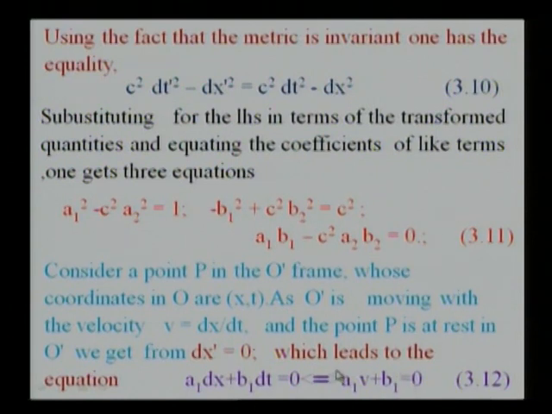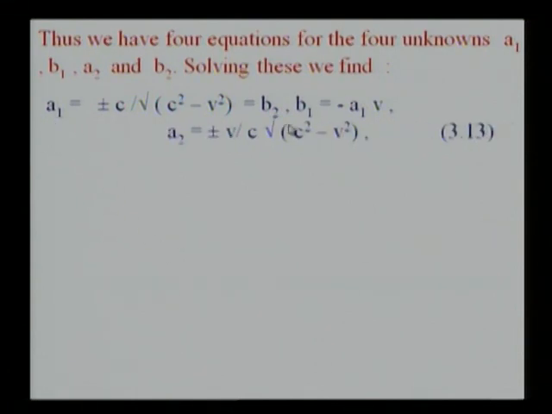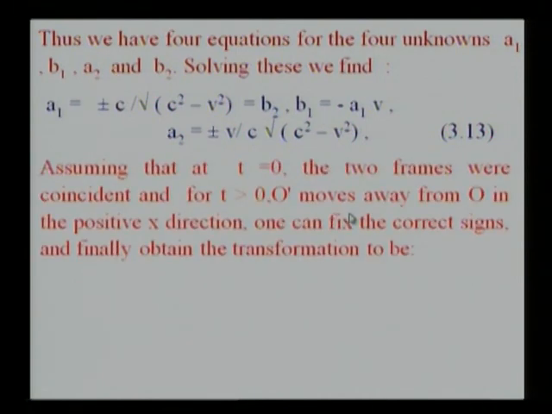Therefore, you get a fourth equation, a1 v plus b1 equal to 0. Now, having gotten 4 equations and 4 unknowns, you can simply solve these linear equations and you get the unknowns a1, b1, a2 and b2. Remember that there are still plus or minus signs, and you need to identify which is the correct sign.